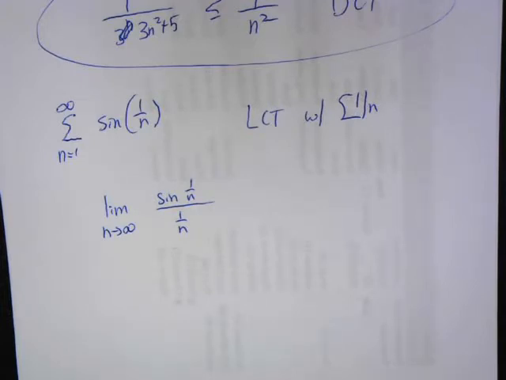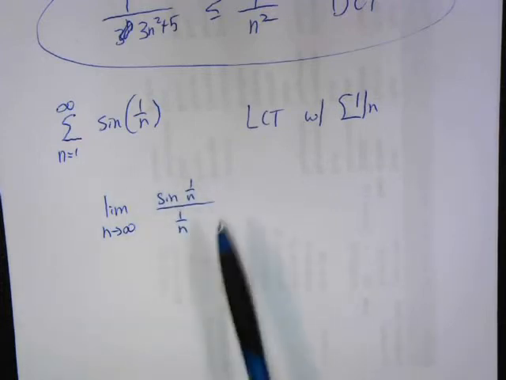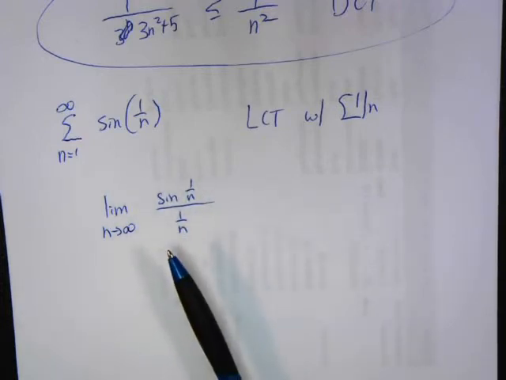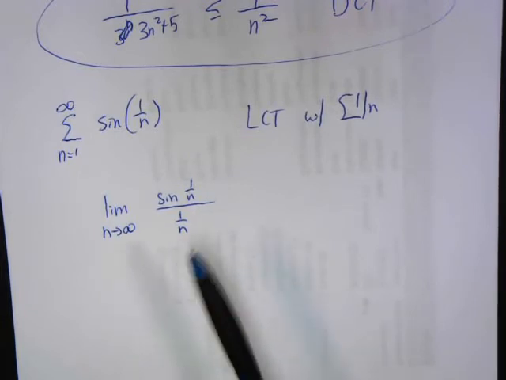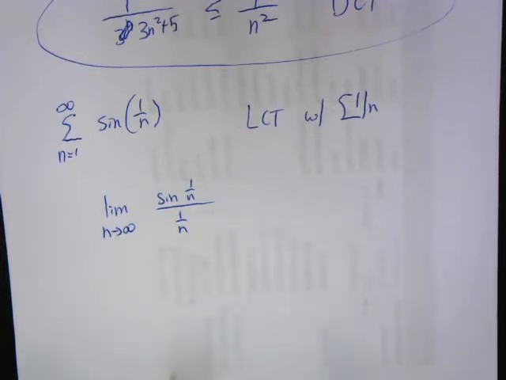How much is that? 0? I hope it's not 0. Because if this limit is 0, then the limit comparison test fails. I need the limit comparison test to give me a positive number. So I hope it's not 0. It's 1? Why is it 1?